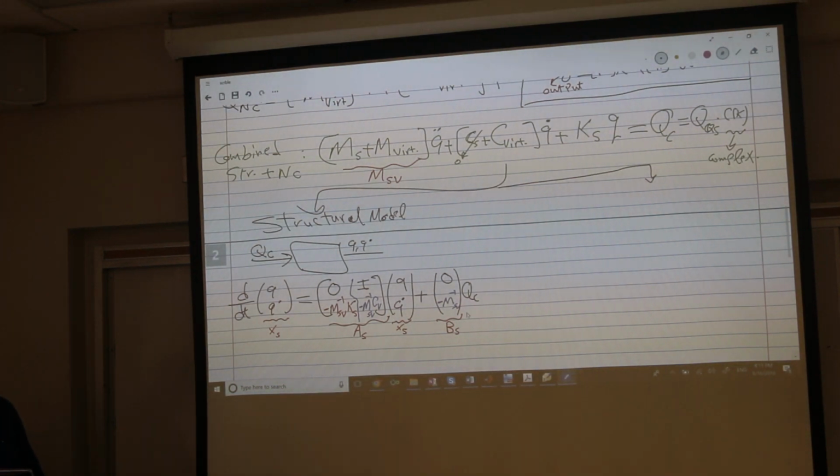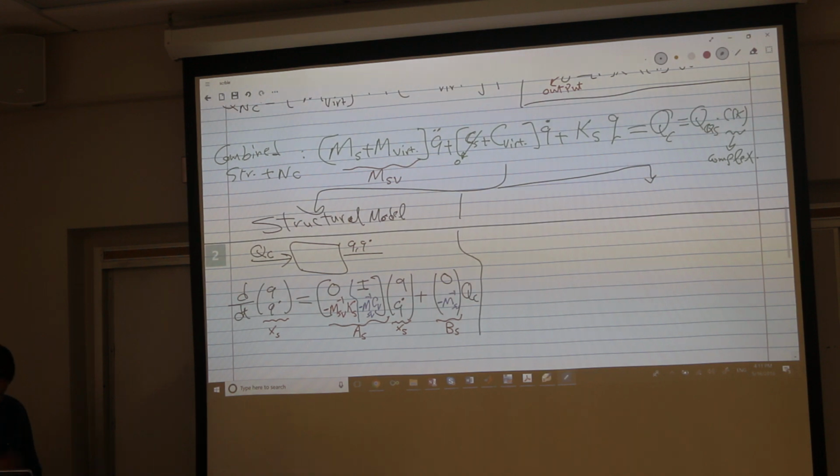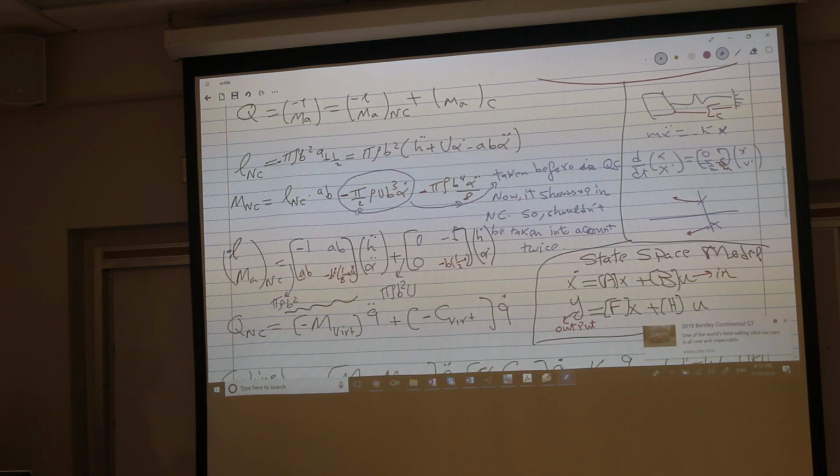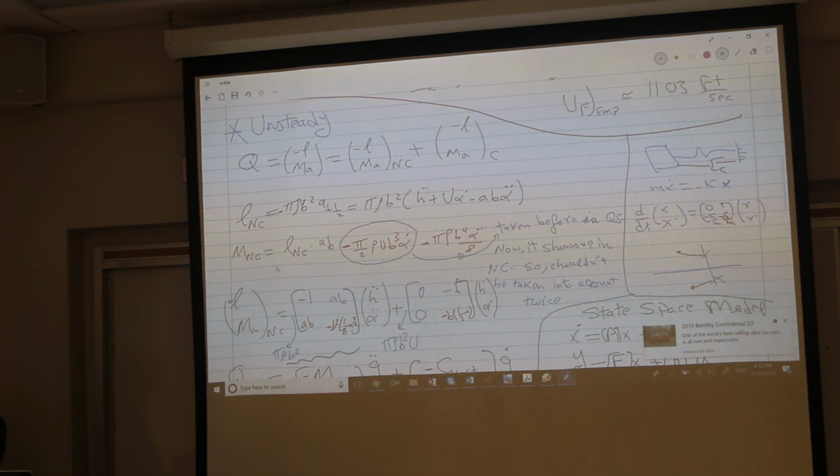Converted. But for the aerodynamics, it's not very easy. So now we have unsteady aerodynamics. This is the pure unsteadiness. Like you can see, the non-circulatory part we can just account for in a straightforward way. We already did, right? Because why? Because it's an algebraic equation.